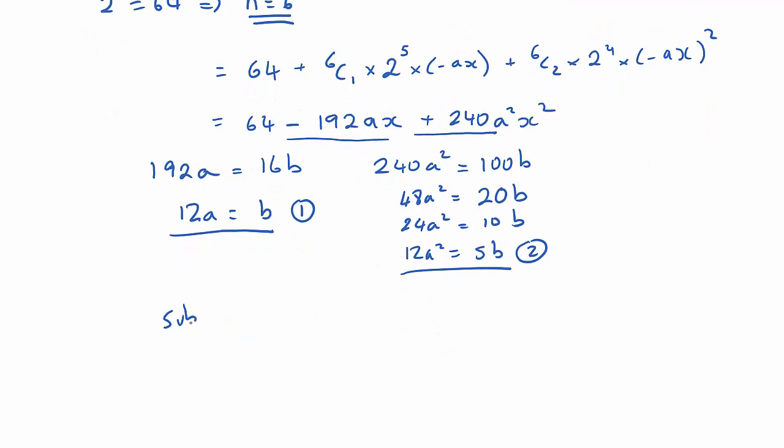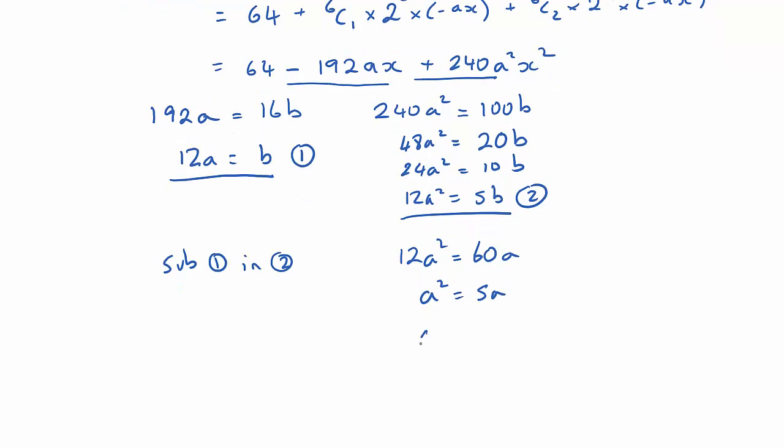So we could sub 1 in 2, and we get 12a squared equals, so 5, so that would be 60a. So b is 12a. So we can divide by 12: a squared equals 5a. So a squared minus 5a equals 0. So a times (a minus 5) equals 0. So a equals 0 or a equals 5.